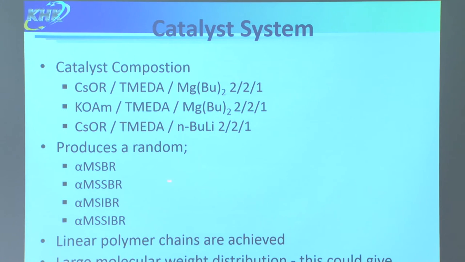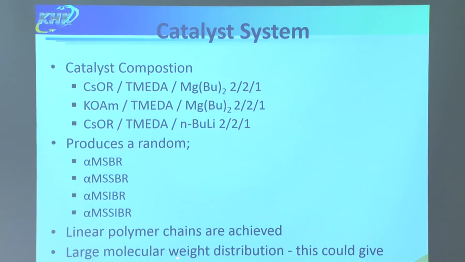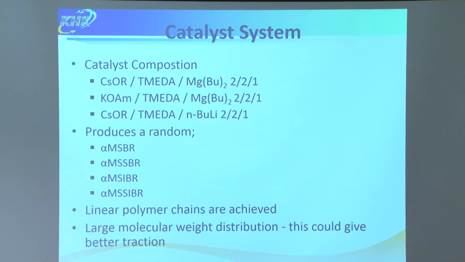So what we have discovered is that by using cesium alkoxide, the alkoxide of a group 1 metal, which has to be cesium alkoxide or potassium alkoxide, in combination with TMEDA and dialkyl magnesium in these different ratios, we were able to make a random alpha methylstyrene SBR, alpha methylstyrene BR, alpha methylstyrene SIBR, with a linear polymer chain and a larger molecular weight distribution. This gives us better traction.